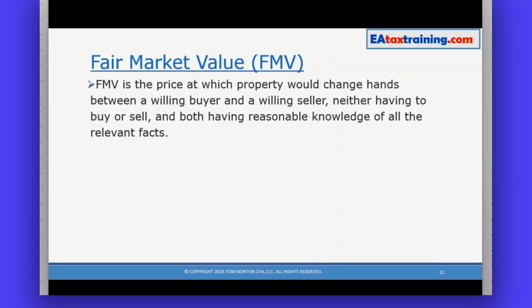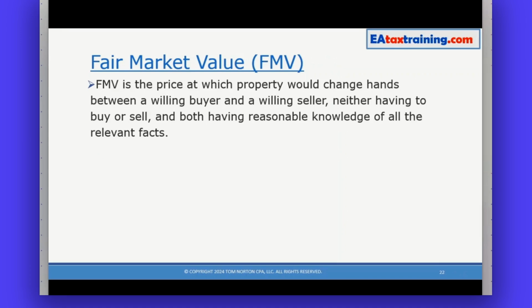So think about two unrelated individuals. One of them wants to buy something, but they don't have to. They're not under any great pressure to buy this asset. It's just something they're interested in buying. And then you have a seller who would maybe like to sell the asset, but they're not under any great pressure or strain to sell it. If they sell it, that's great. If they don't sell it, no big deal. So it's a willing buyer and a willing seller. Neither of them has to buy or sell. And they both have reasonable knowledge of all the relevant facts.